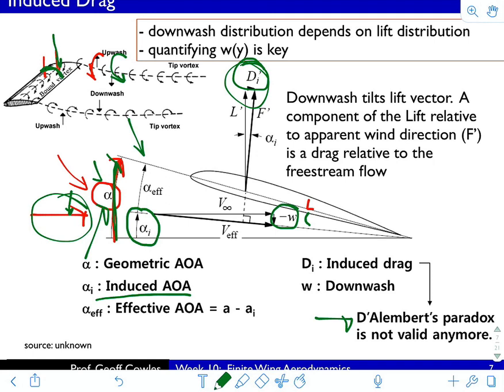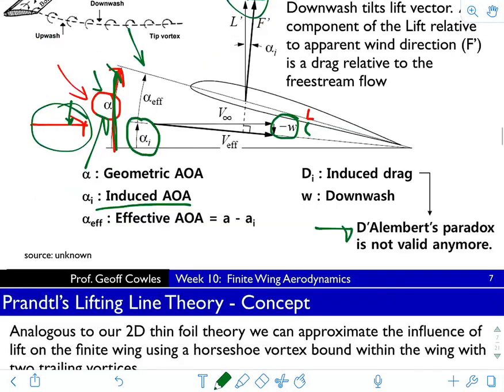The larger W gets relative to V infinity, the larger the induced angle of attack is, the smaller the effective angle of attack is for a given geometric angle of attack, the larger the induced drag is, or the more that lift vector tilts back, and the larger component you now have is a drag rather than a lift on the wing. So it's really critical to make sure you understand all that stuff. It's purely qualitative, but it's very important.